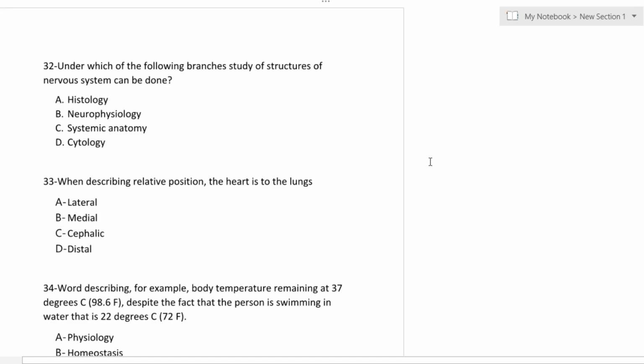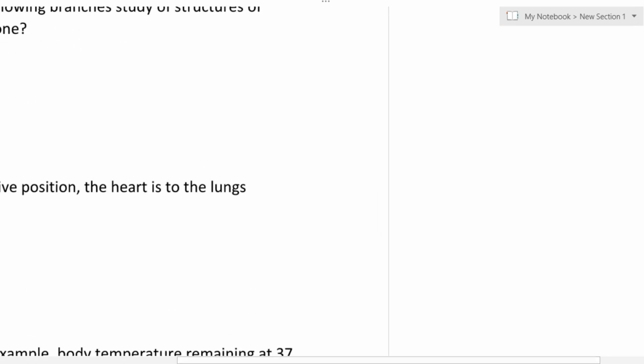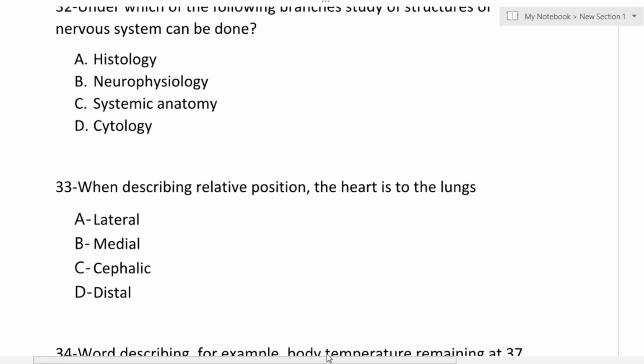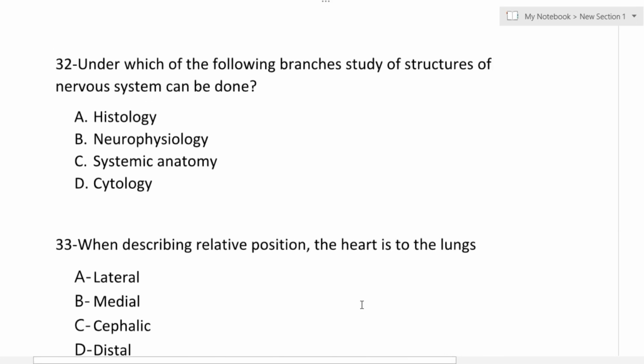Now we are moving to the second question. Hope you got that answer. Under which of the following branches can the study of structures of the nervous system be done? Option A, histology; option B, neurophysiology; option C, systemic anatomy; option D, cytology. You can write your answer. The correct answer for this question is option C, systemic anatomy.